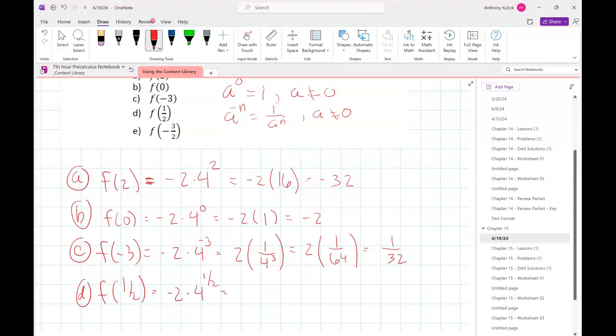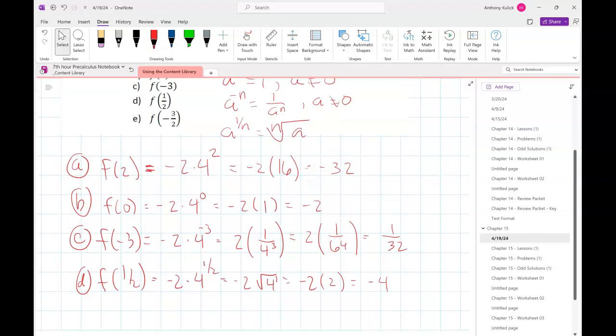So if I do f of 1/2, how do I do 4 to the 1/2? AJ, how do I do 4 to the 1/2? Square root of 4. Yeah. And what's the square root of 4? 2. So just making notes of these other properties.